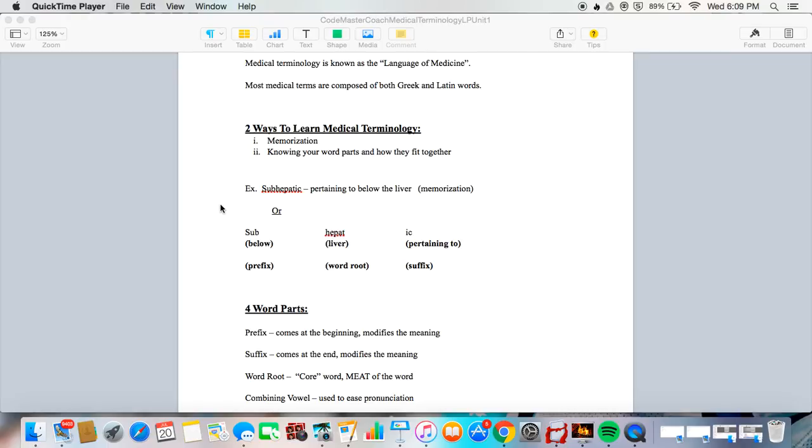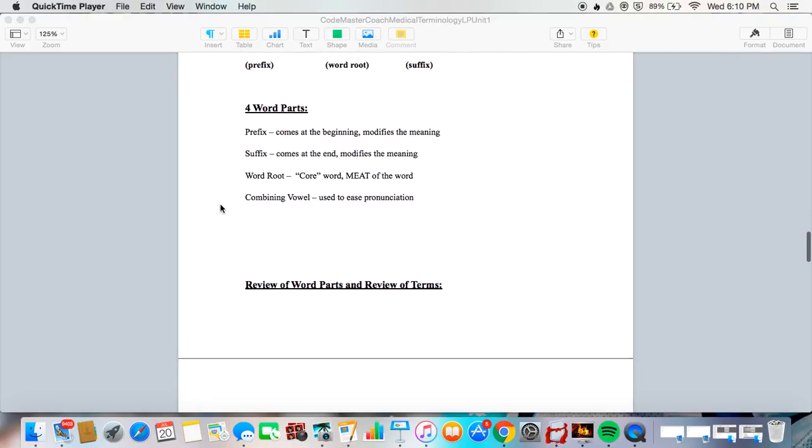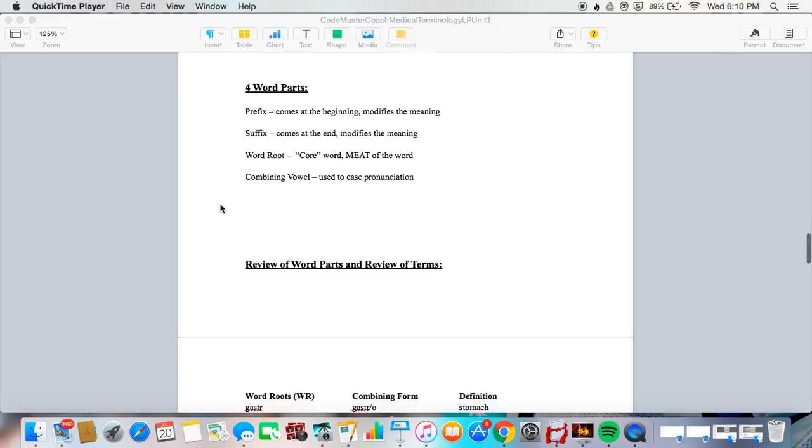So see the two ways that you learn medical terminology: memorization, and knowing your word parts and how they fit together. So what are the 4 word parts? Again, prefix comes at the beginning, modifies the meaning of the word. Suffix comes at the end, modifies the meaning of the word. Word root, which is your core word or your meat of the word. And then there's a combining vowel, which is used to ease pronunciation. You'll see that in a few minutes.